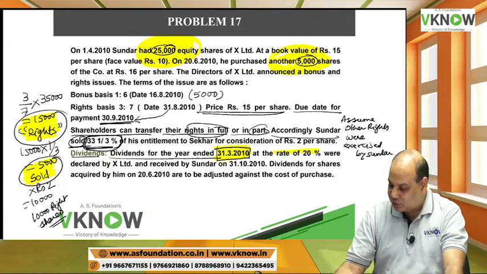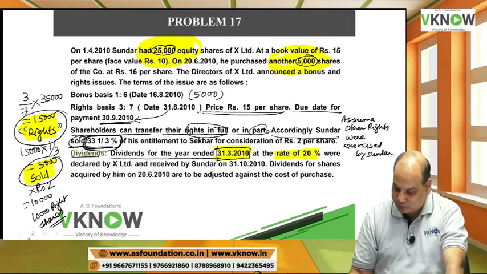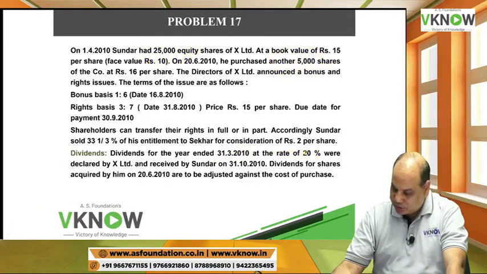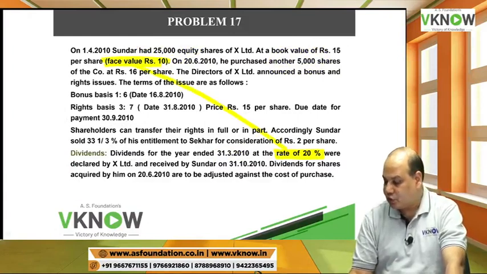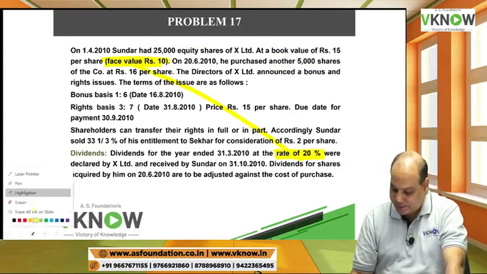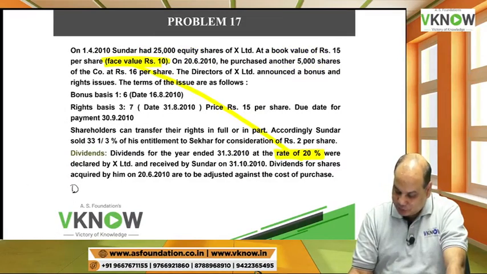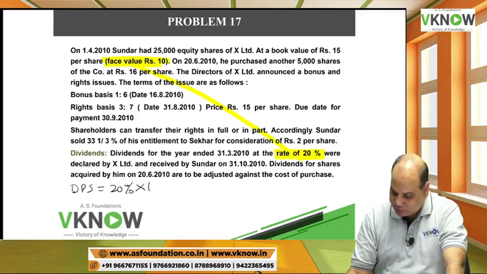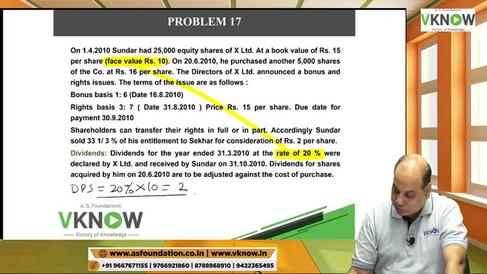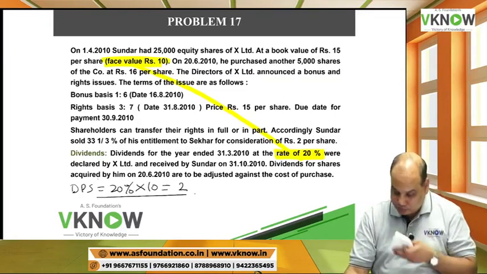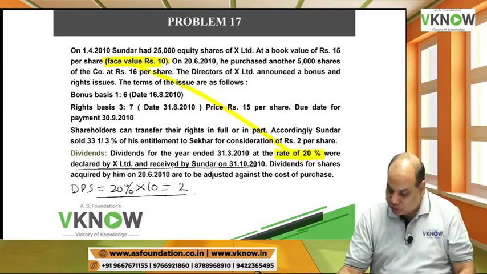What is the rate of dividend? 20%. 20% means 20% of what? 20% of face value. So what will be the dividend per share? 20% of 10, 2 rupees. Dividend was received by Sundar on 31st December.